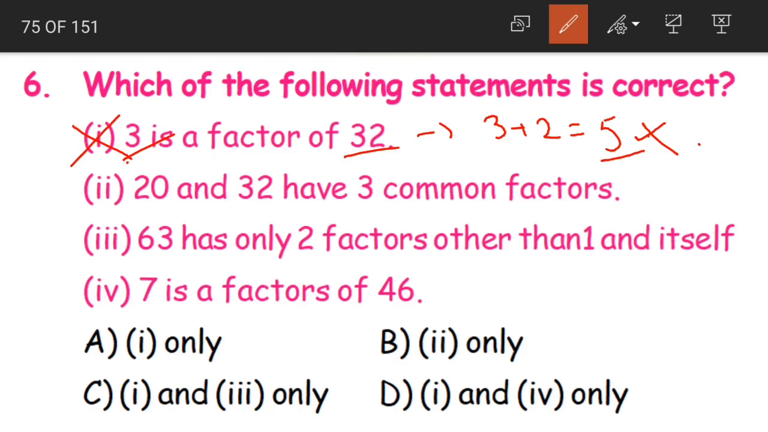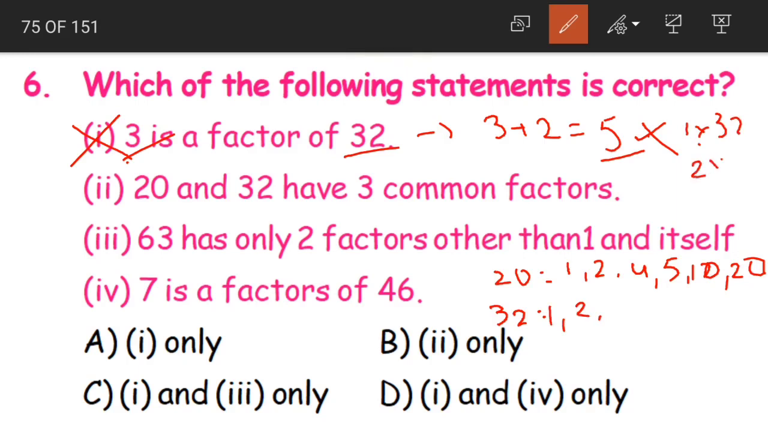So the statement is false. Next, statement 2. 20 and 32 have 3 common factors. Now if we write the factors of 20: 1, 2, 4, 5, 10 and 20. Now coming to 32, we have 1, 2. See, we have 1 32s, we have 2 16s, it does not come in 3 table, no. So we have 4 8s are 32. Yes, children, it does not come in 5 table, it doesn't come in 6 as well. So that is it: 1, 2, 4, 8, 16 and 32.